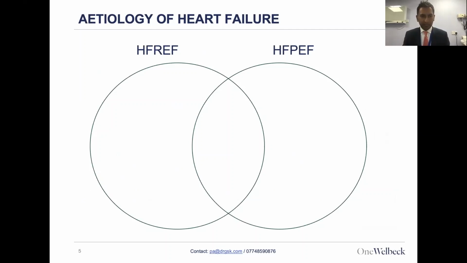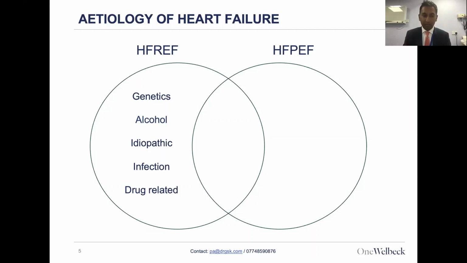So when you're thinking about HFrEF, some of the more common ones, of course, they're not exhaustive lists. Genetic, so dilated cardiomyopathies, inherited cardiomyopathies, that sort of thing. Alcohol is a big cause for heart failure with reduced ejection fraction, especially in some of the community clinics I work in. Idiopathic, sadly, there's a lot of patients with heart failure with reduced ejection fraction where we can't find the cause. Infection, things like myocarditis, which we can of course pick up really well with cardiac MRIs, and drug-related, so anthracyclines, obviously you've all heard of chemotherapy-related cardiomyopathies, they would again fall in this category.